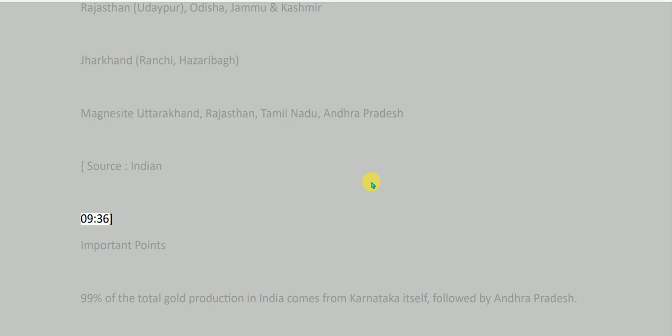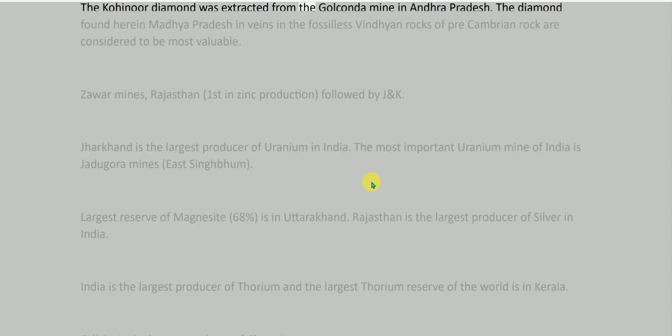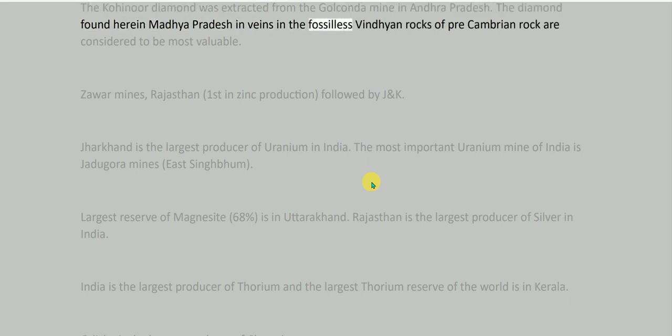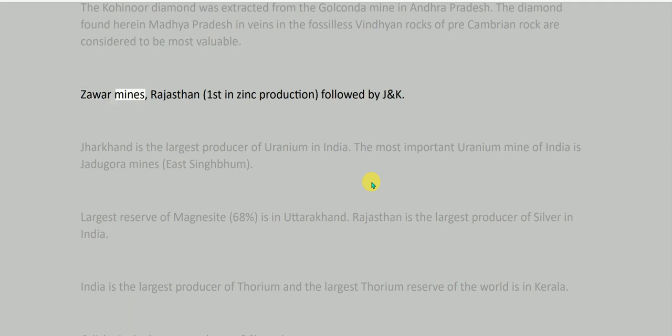Source, Indian Year Book. 936. Important points. 99% of the total gold production in India comes from Karnataka itself, followed by Andhra Pradesh. The Kohinoor diamond was extracted from the Golconda mine in Andhra Pradesh. The diamond found here in Madhya Pradesh in veins in the fossilized Vindhyan rocks of pre-Cambrian age is considered to be most valuable. Zawar mines, Rajasthan, first in zinc production, followed by J&K.